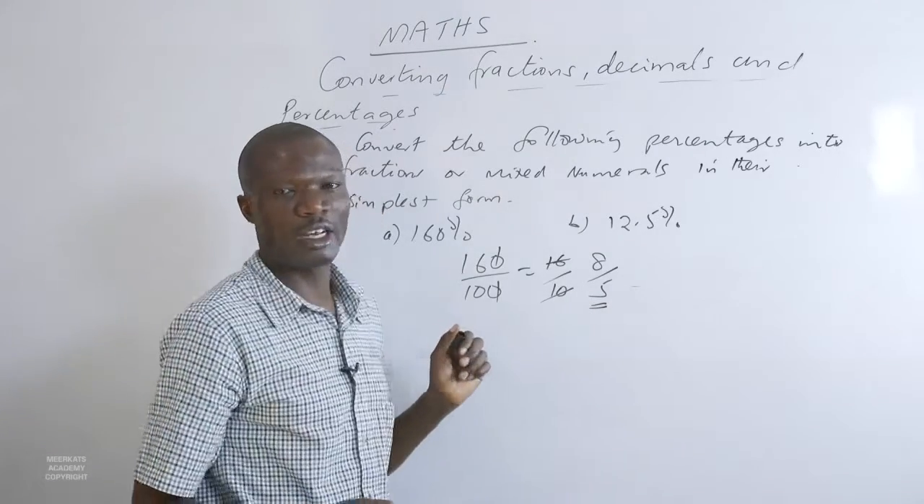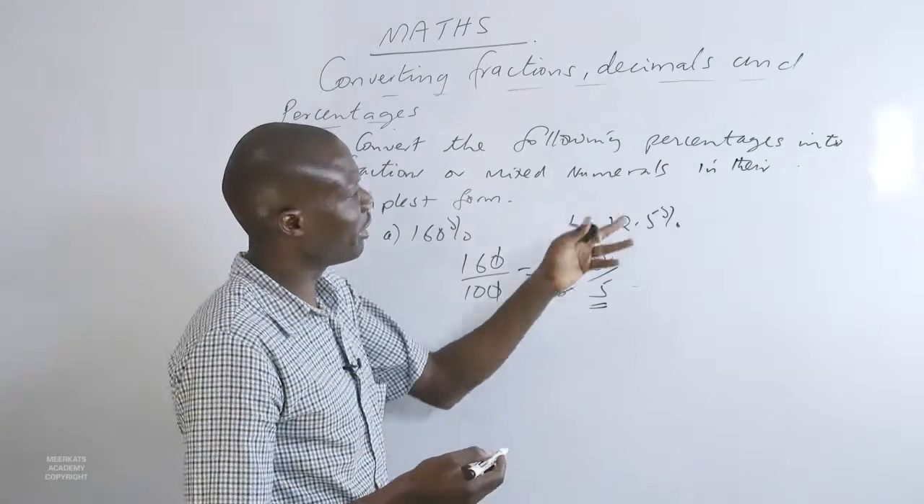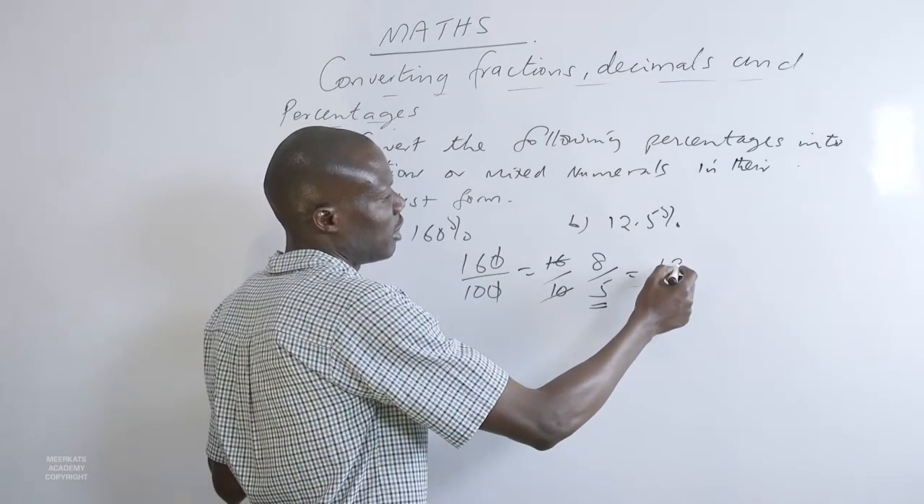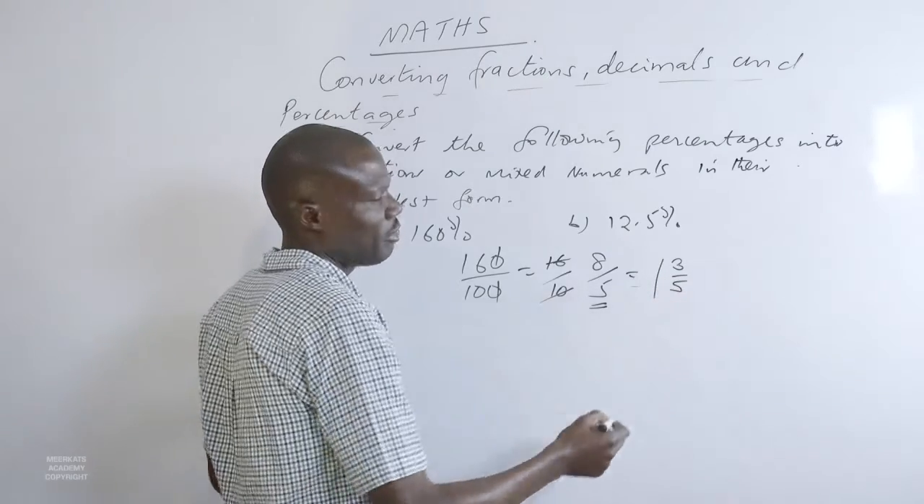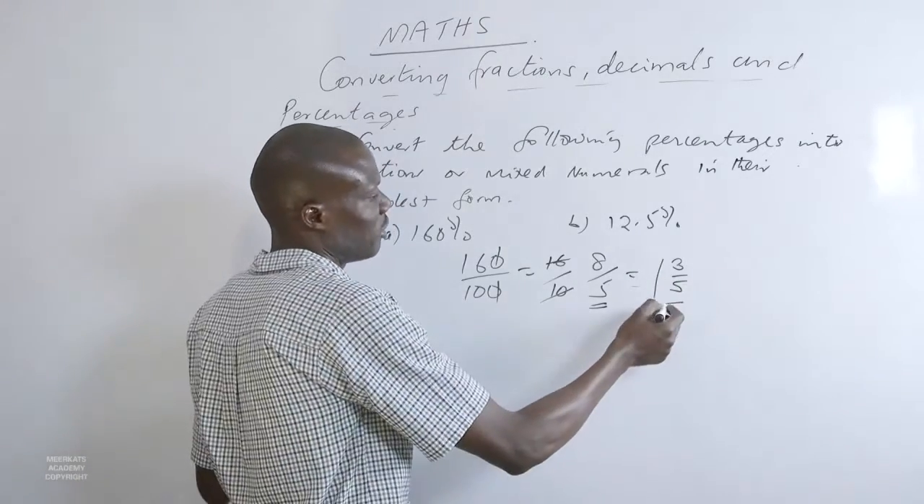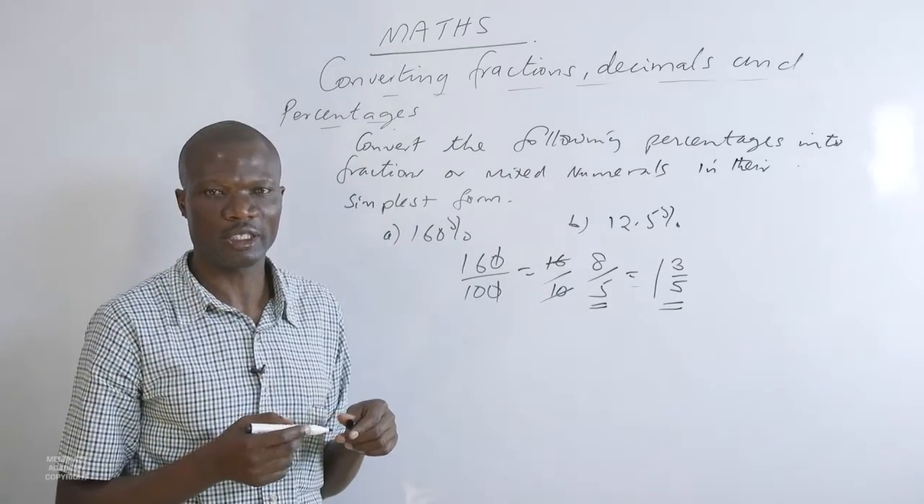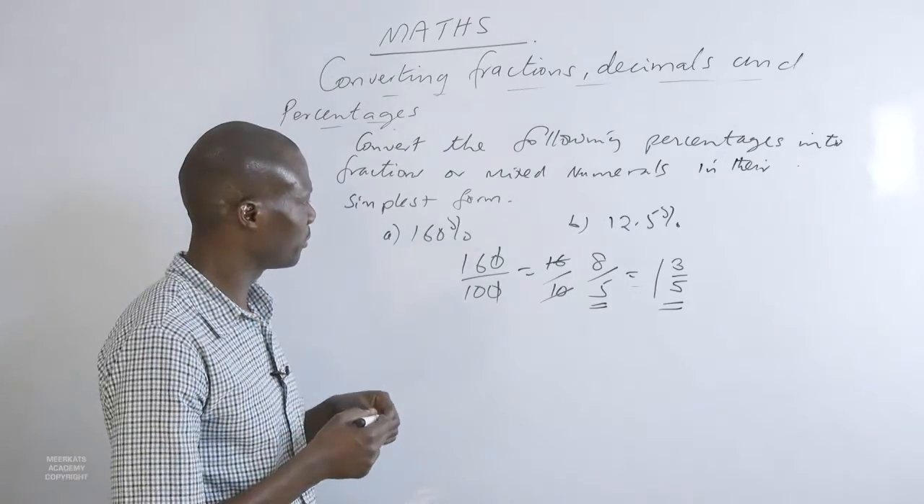8 over 5 is an improper fraction, so we simplify it further into a mixed numeral, which is the same as 1 and 3 over 5. 1 and 3 over 5. So this one is equivalent to 160%.